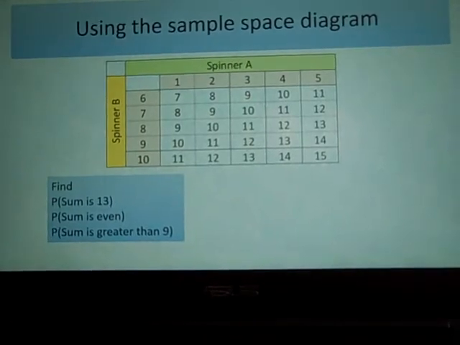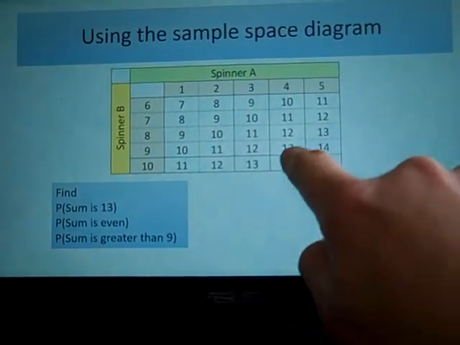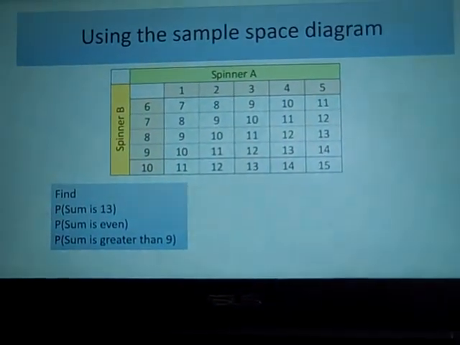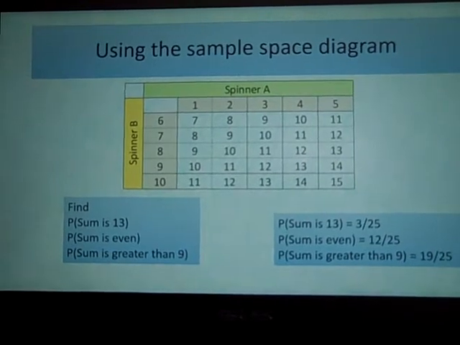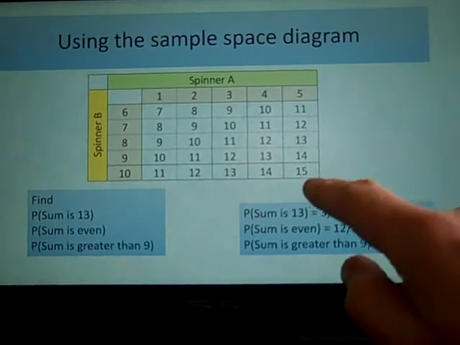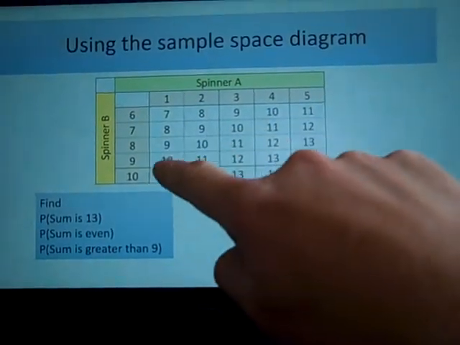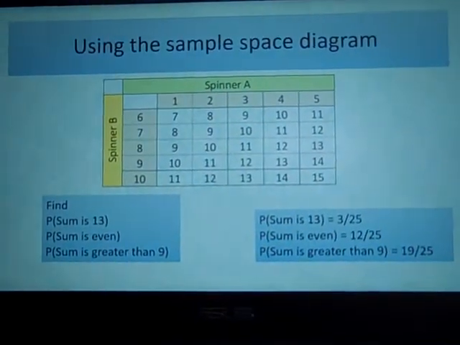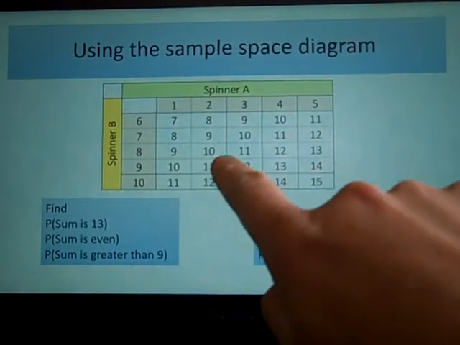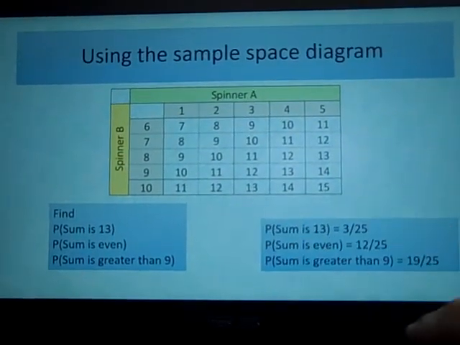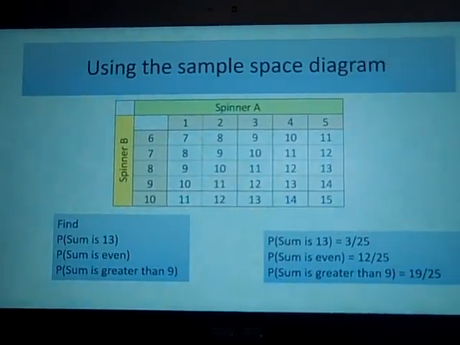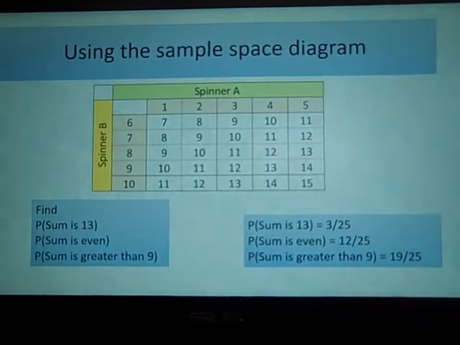So the sum is 13, clearly you can see 13 is there in that diagonal, and there's 25 possible outcomes, so the probability that the sum is 13 will be 3/25. The probability the sum is even, just look for all the even numbers. Again, we've got them in diagonals, so we've got 12 out of 25, 12/25. And then the sum is greater than 9, specifically means 10 to 15, so we've got 19 out of 25, simply because there's 6 out of 25 which are smaller or equal to 9.